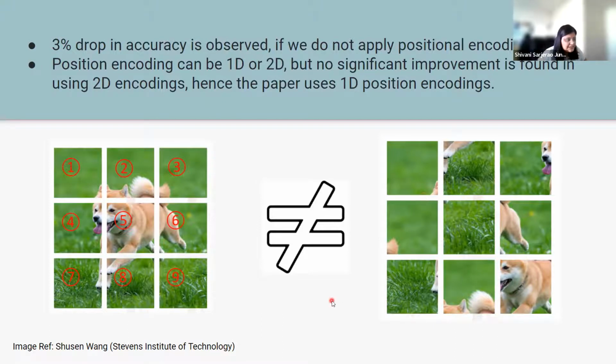The transformer has no way of implicitly storing sequence information. Hence, to make a transformer keep track of the sequence, we explicitly add some positional encoding to the input image patches. And if we do not add that positional encoding, a 3% drop in accuracy was observed by the authors. And the positional encoding that they have used is typically 1D, that is one dimensional.